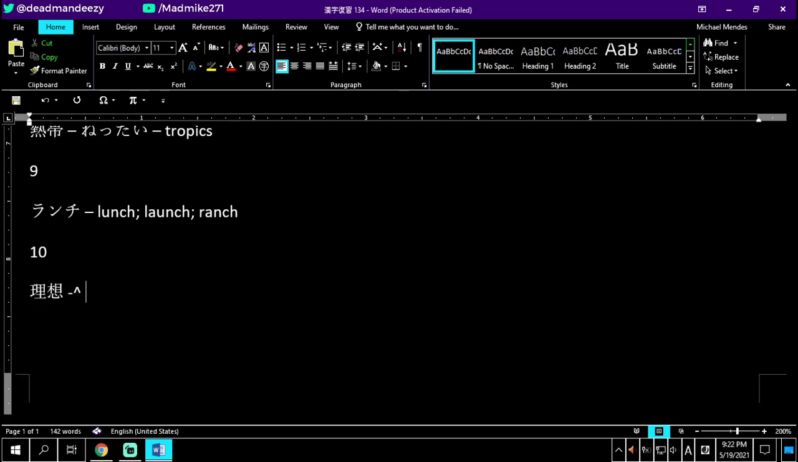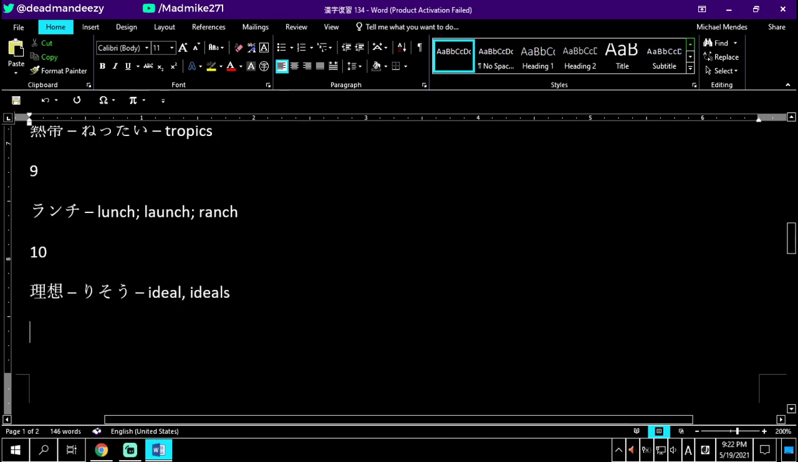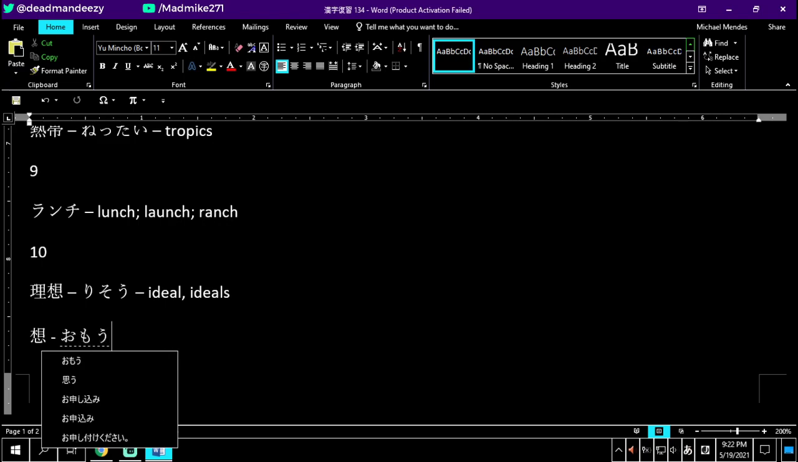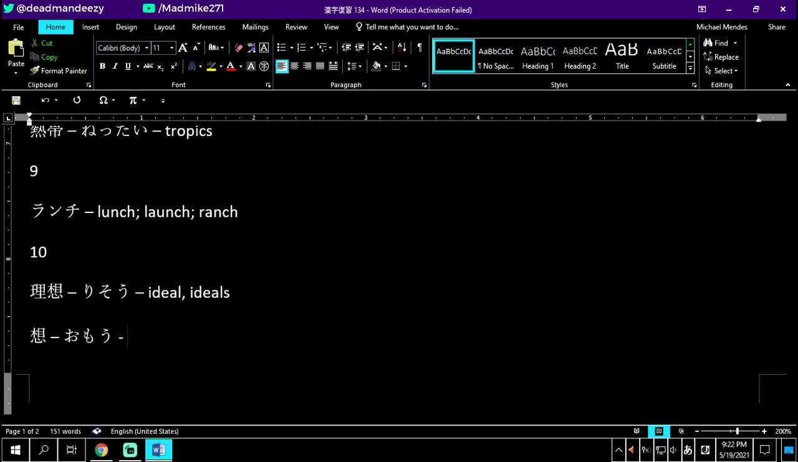Riso. You know the kanji on the left. This is logic or an arrangement or reason. Riso means an ideal or ideals. With our brand new kanji here on the right side with the tree, an eye, and a heart. Let's see what these together mean. Kunyomi omou. Onyomi so. Kaniso, which is a concept. Think, an idea, or a thought.